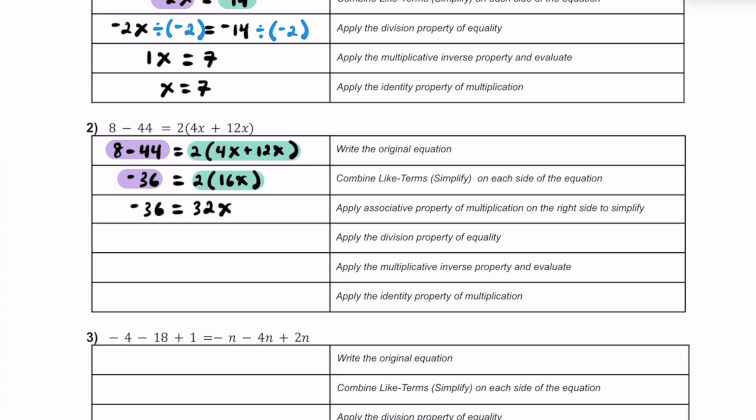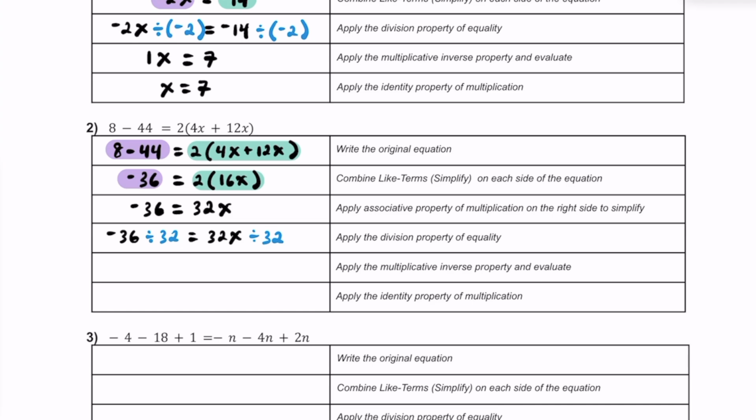Next, let's use the division property of equality. The coefficient of x is 32, so hopefully it makes sense to divide both sides by 32. So let's take the negative 36 on the left side and divide it by 32. And on the right side, let's also take the 32x and divide that by 32.